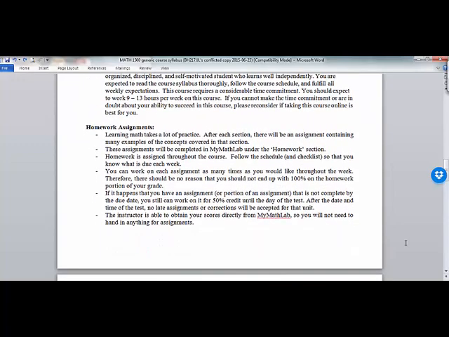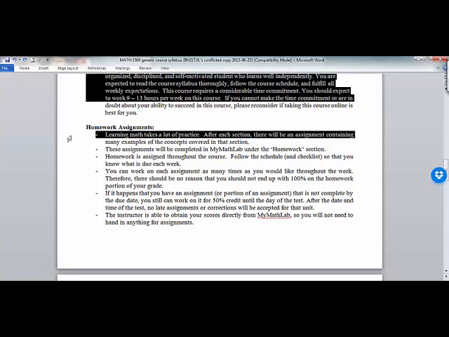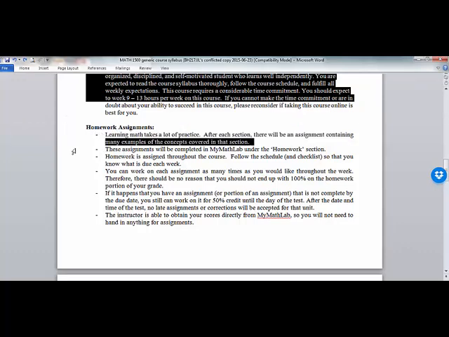Okay, and I said I would go through all of these things in more detail. So starting with homework assignments. As far as the homework assignments, they will all be done in MyMathLab under the homework section. Learning math takes a lot of practice, so after each section there will be an assignment containing many examples of the concepts that are covered.